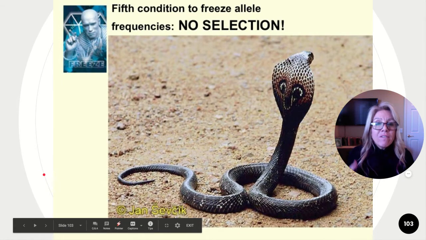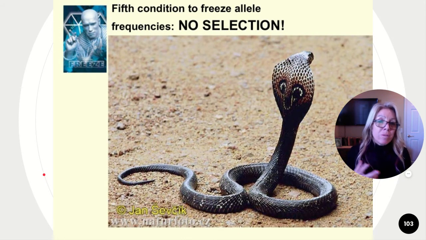And number five, no selection. Nothing making you better adapted to your environment than anything else. And I'm going to take you back to that frog I started out with. Remember all the colors on that frog? That frog is a poisonous frog. He's advertising that he is poisonous so that there is a learning curve of those organisms that might hunt them. And they're like, don't eat the yellow ones or don't eat the bright blue ones because they're going to make you sick.